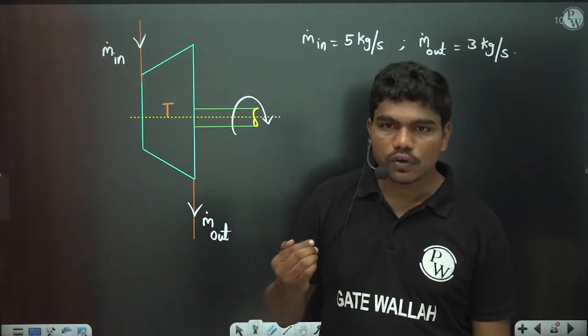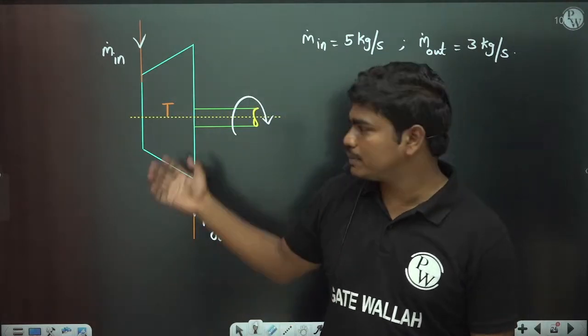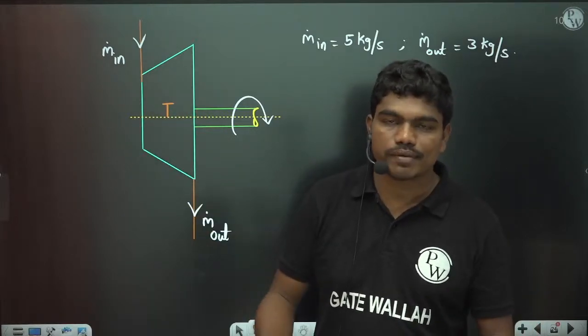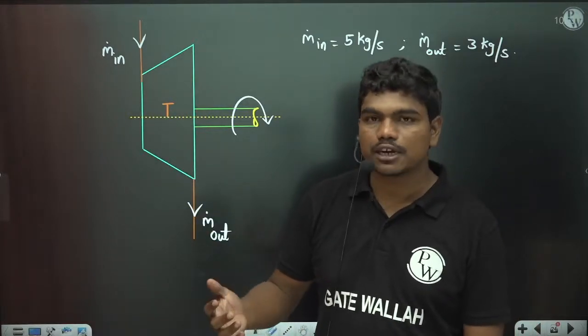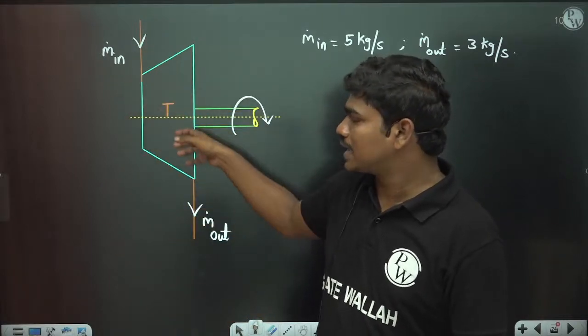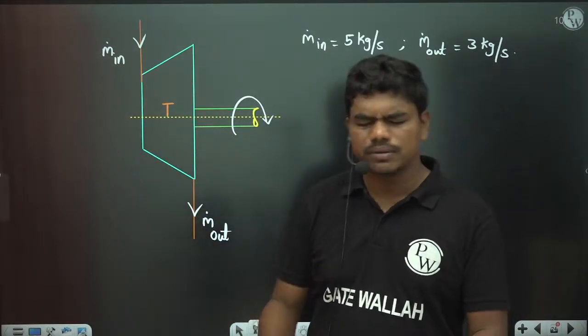Similarly, mass flow in cannot be less than the mass flow out. So the turbine cannot create new mass inside. Okay, so mass can never be created. So practically there cannot be any condition like mass flow in is less and mass flow out is more actually. Okay, just before stopping the device.